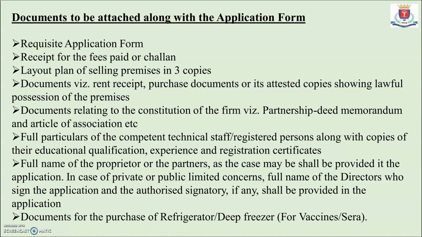So the documents which are to be attached along with the application form: one is the requisite application form, receipt for the fees paid or the challan, layout plan of selling premises in 3 copies, documents such as rent receipt or purchase documents, or attached copies showing lawful possession of the premises, and documents relating to the constitution of the firm, that is partnership deed, memorandum and articles of association, etc.